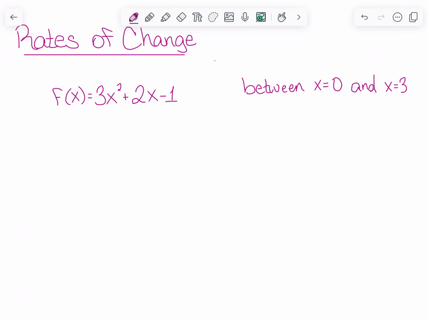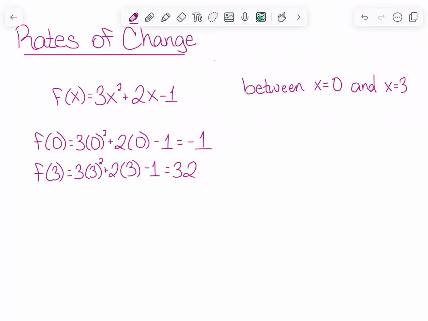An equation of a function can also be used to find average rate of change. Let's consider this function here, 3x squared plus 2x minus 1, and suppose I want to know the average rate of change between 0 and 3. The first step would be to find the values when you plug in 0 and when you plug in 3. When we plug in 0, we get 3 times 0 squared plus 2 times 0 minus 1, which is minus 1.